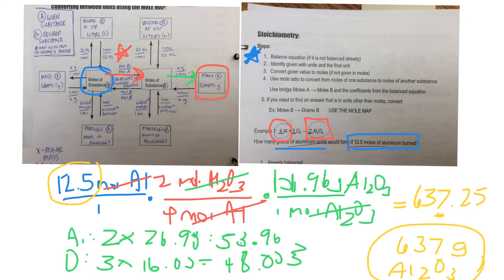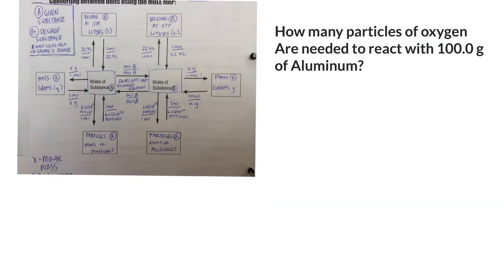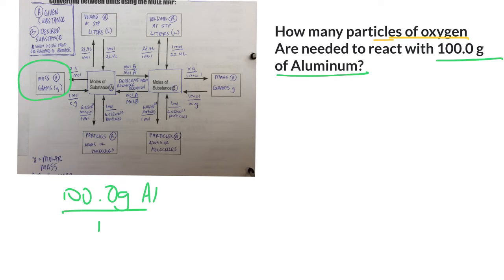So we're going to do one more problem, one on the top of page 18, and this one says how many particles of oxygen are needed to react with 100.0 grams of aluminum. So our given is grams of aluminum. So we're starting with 100.0 grams of aluminum over 1, and we're in the mass box. And guys, the only way out of the mass box is to follow the road with 1 mole over x grams. So this is still substance A.